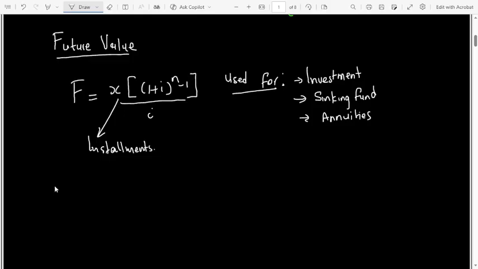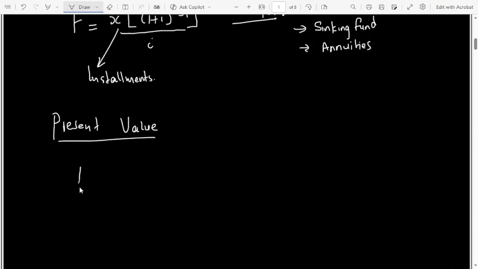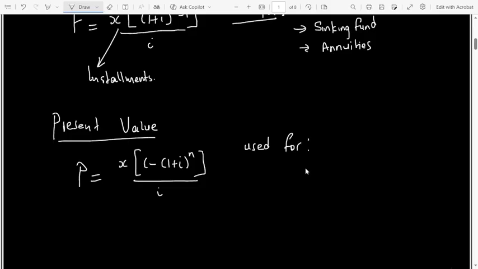And then what about the present value? The present value, P, equals x into the bracket 1 minus 1 plus i to the power n, close the bracket, everything divided by i. This one is used for loans. When you hear the statement talks about loans, just note that this is present value.